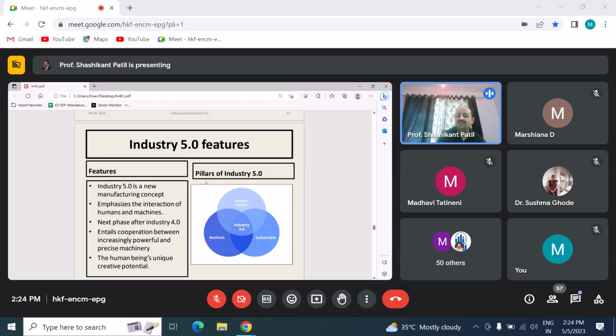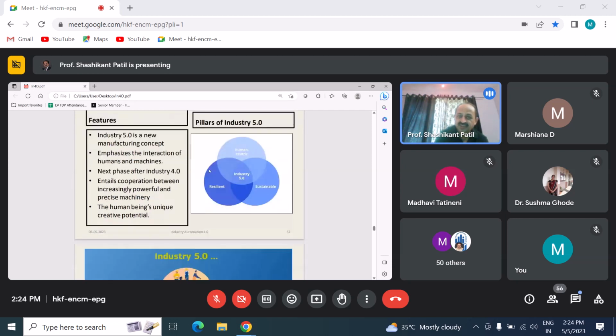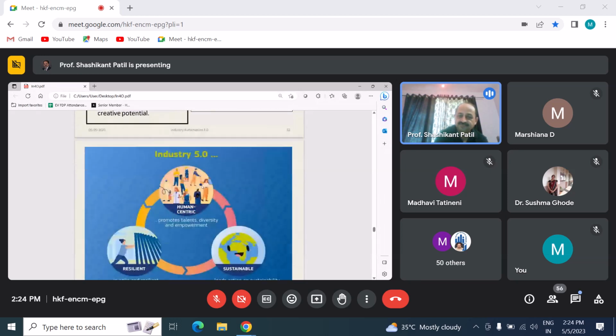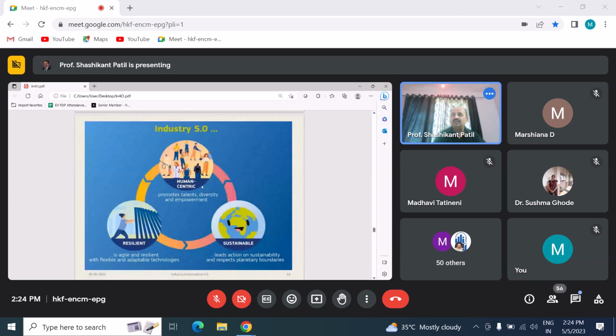And next, this is the next phase after Industry 4.0. It entails cooperation and courtesy between increasingly powerful and precise machinery. The human being's unique creative potential will be used here. So we can see there is no fear of jobs. You need to handle cobots.